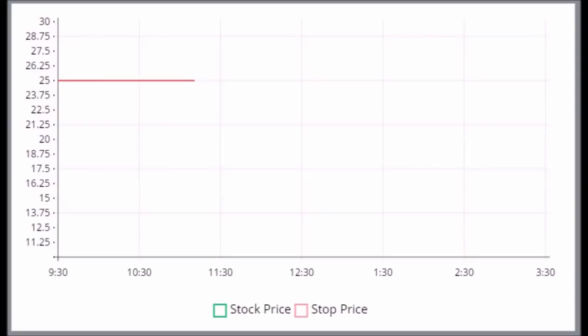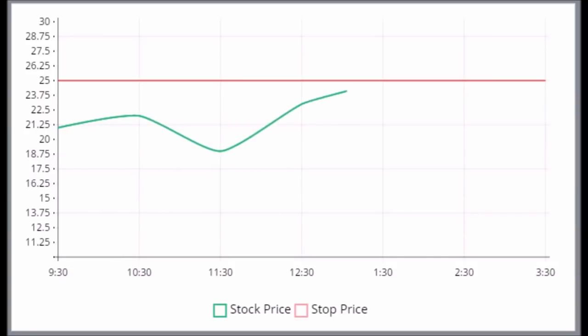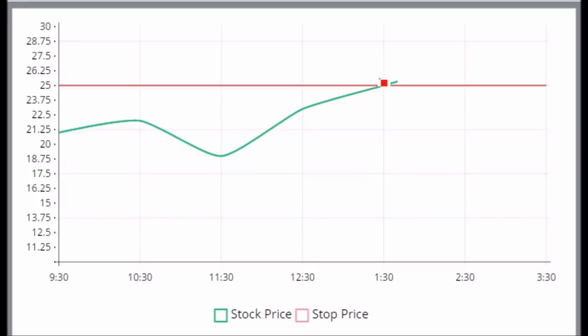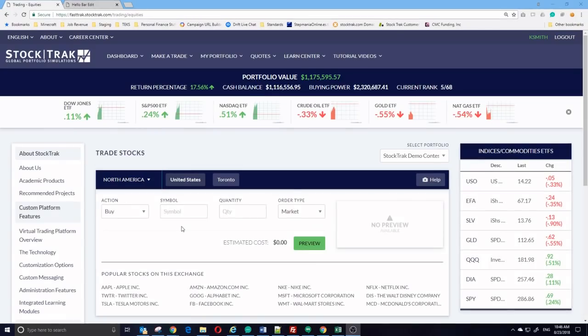In this case, we're putting in place a stop buy price at $25. This means when the stock's price starts rising, nothing will happen until it hits $25. When it does, our order will immediately execute, and we'll make sure we buy the stock before we miss out on any future gains. Stop orders work in the exact opposite direction of a limit order.